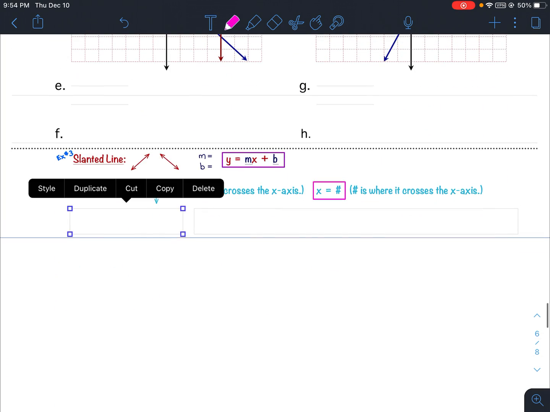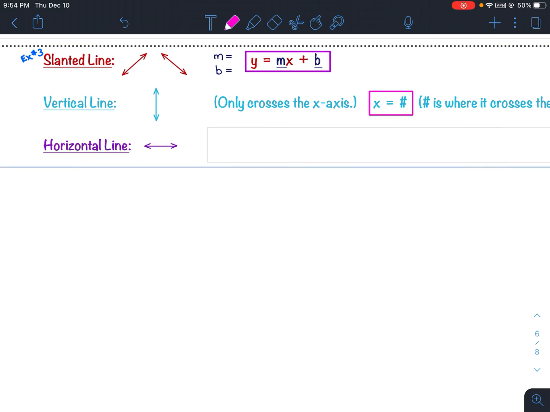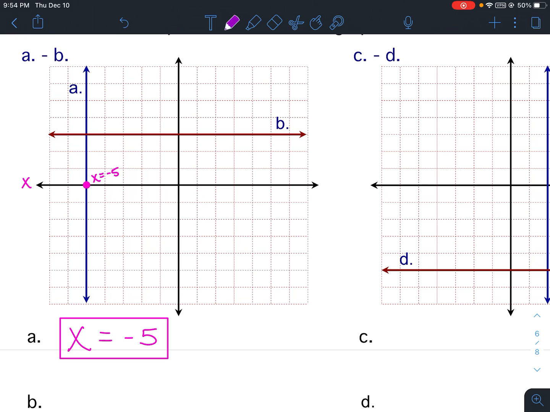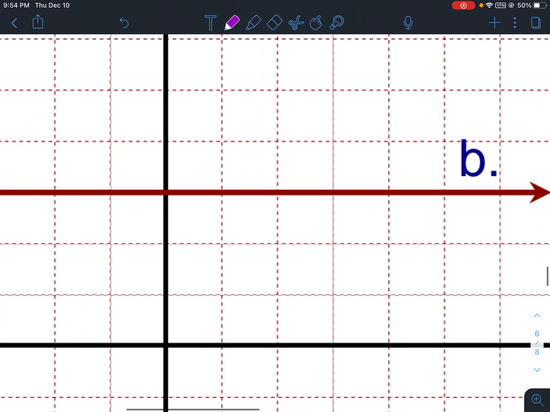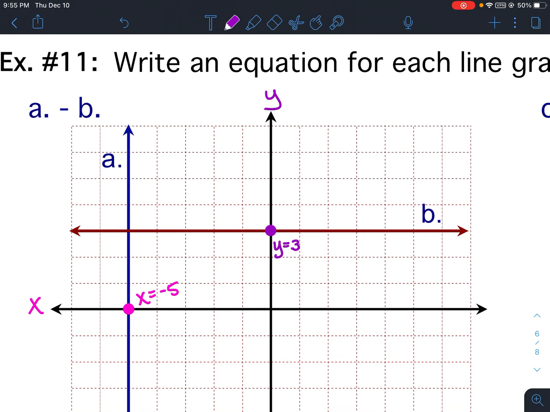The next type of line that you will encounter in this lesson are horizontal lines. So if I come back up here, you'll notice this horizontal line only crosses the y-axis. Where does it cross the y-axis? It crosses the y-axis at +3. 1, 2, 3. So this is y equals 3.